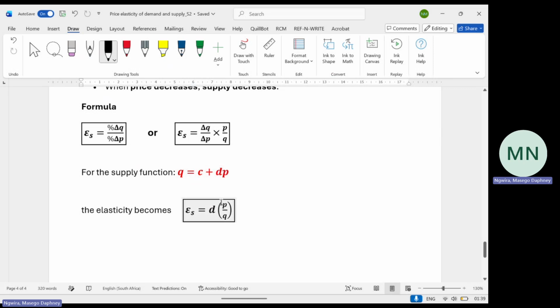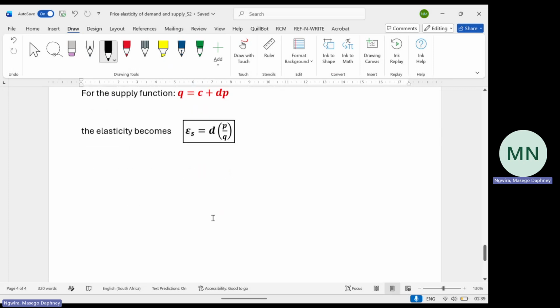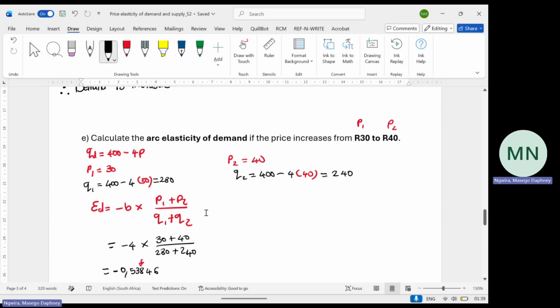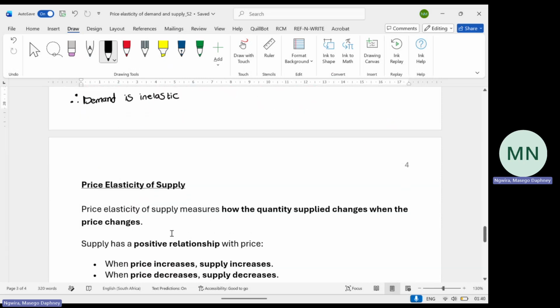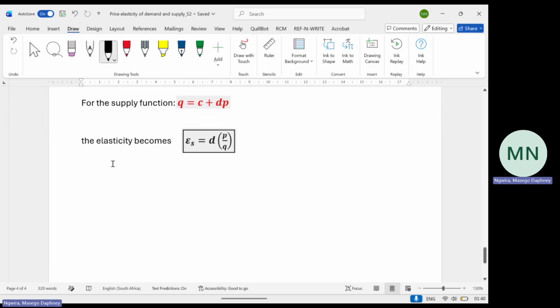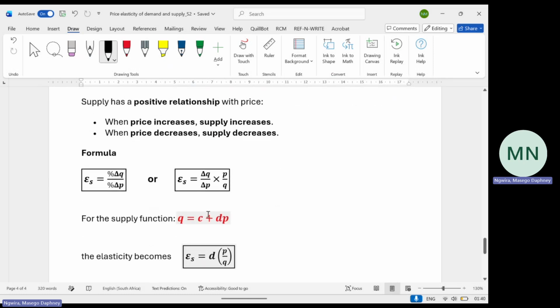The D is the slope. And the questions are going to be similar. So if you can do the elasticity of demand, you can also do the elasticity of supply. That's why I did not do examples for elasticity of supply. It's basically the same thing. The only difference is the supply function.